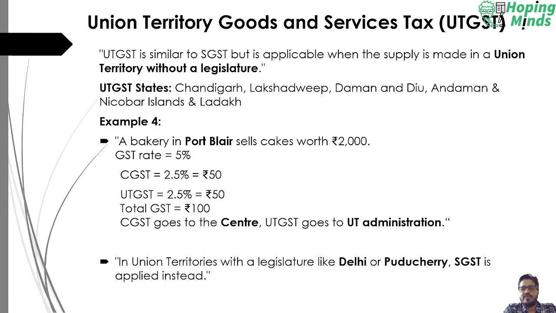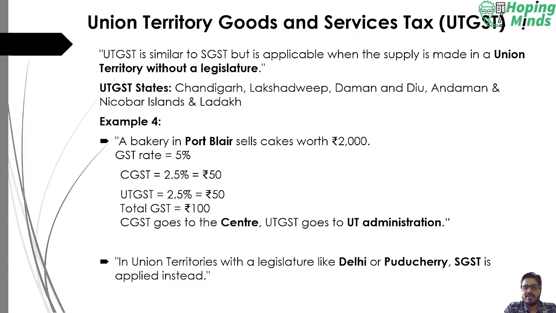Union Territory Goods and Service Tax, that is UTGST. Union Territory Goods and Service Tax is similar to SGST but is applicable when the supply is made in a union territory without a legislature. What are the UTGST states? Chandigarh, Lakshadweep, Daman and Diu, Andaman and Nicobar Islands, and Ladakh. Although Delhi and Puducherry, which have their own legislature, are also union territories, SGST is charged instead of UTGST.